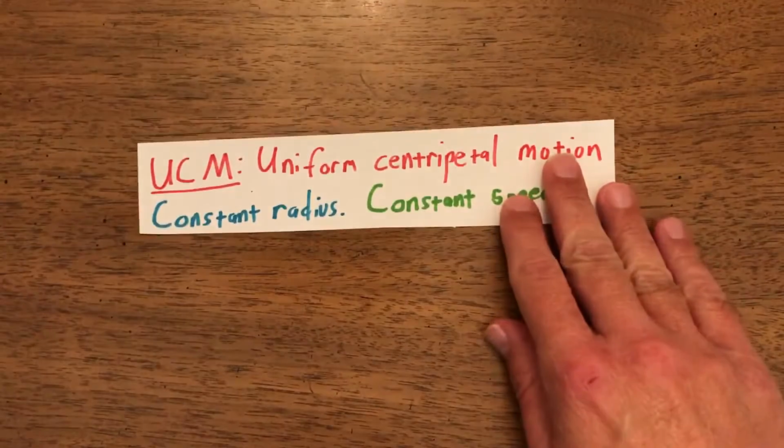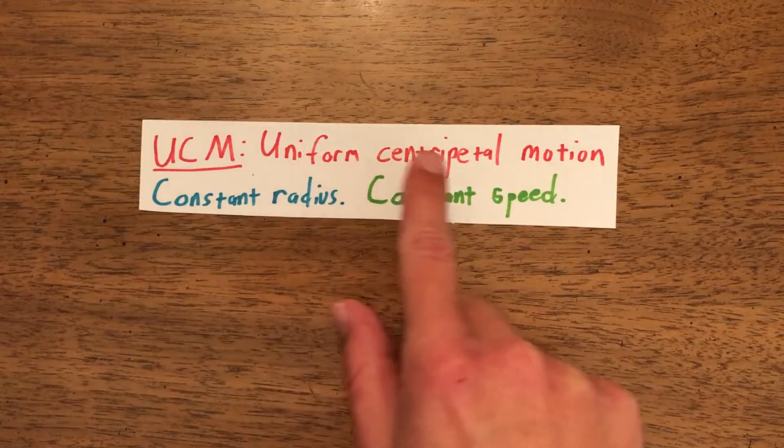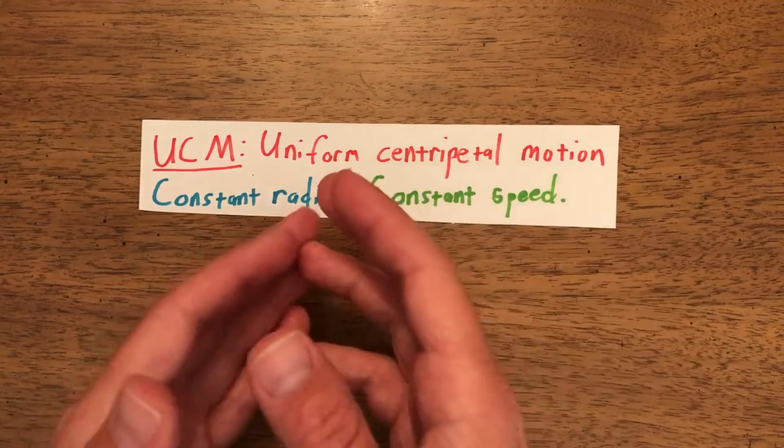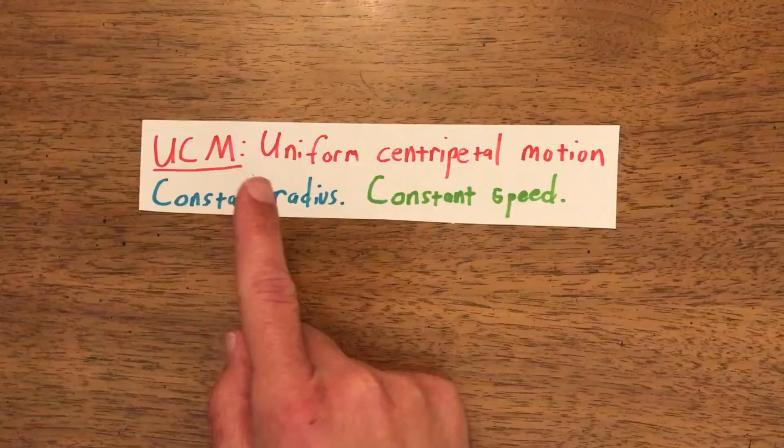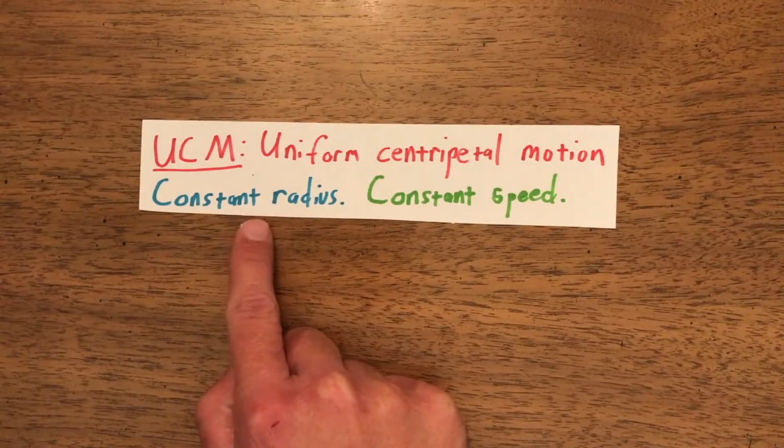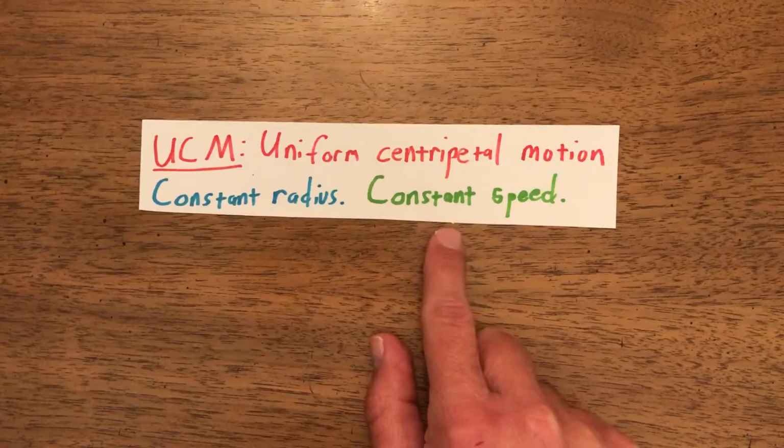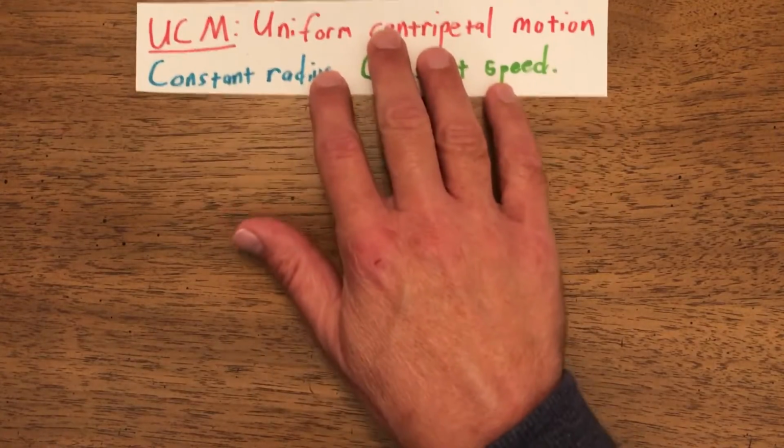So this is a quick review of the basics of UCM, or Uniform Centripetal Motion. So what is uniform centripetal motion? Well, the basics are right here. You've got to have a constant radius as you go in a circle, and you've got to have a constant speed as you go in that circle.